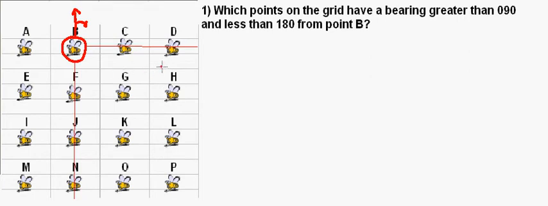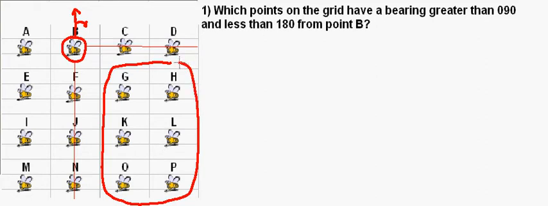So that means that all of these points right here would have bearings from point B that wind up being between 90 and 180, excuse me. So if I were to take a bearing here, like let's say through either G or L, okay, this bearing right here is going to be greater than 90, but it's going to be less than 180.